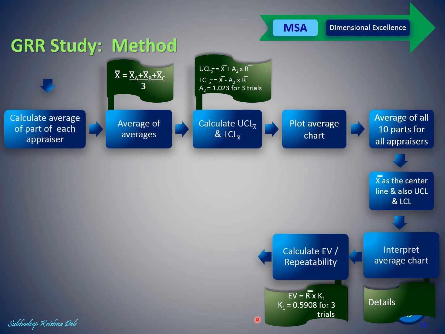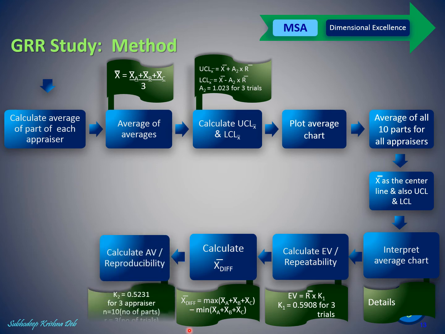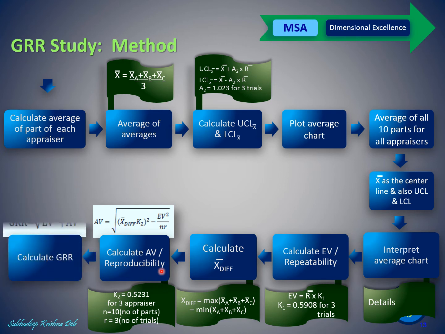After calculating the EV, we have to calculate the X reference bar. After calculating the X reference bar, we will calculate the AV, that is the appraiser variation or the reproducibility. This is given by this formula. After calculating EV and AV, we finally calculate GRR using this formula: GRR equals root over EV square plus AV square.